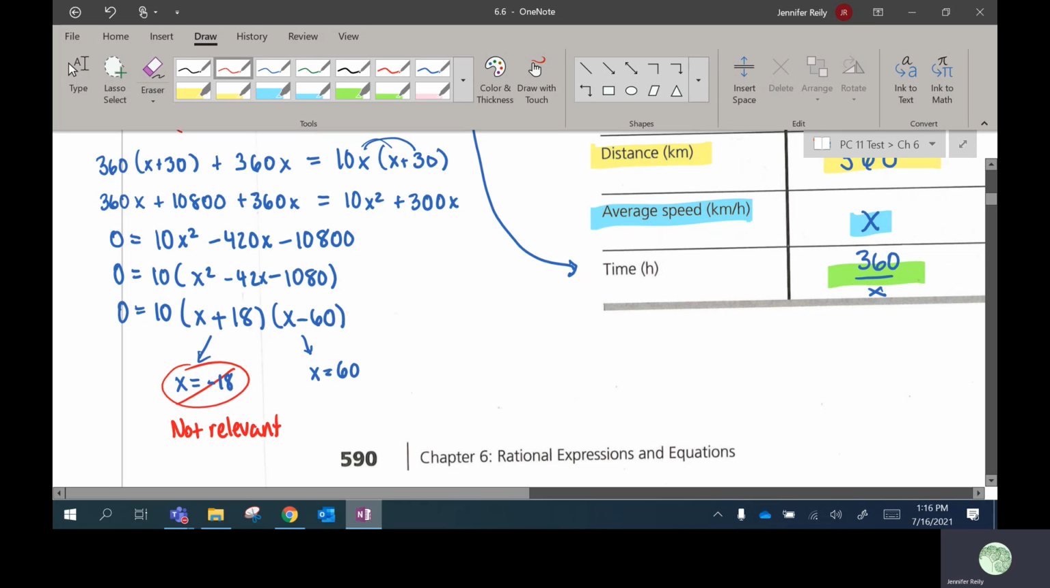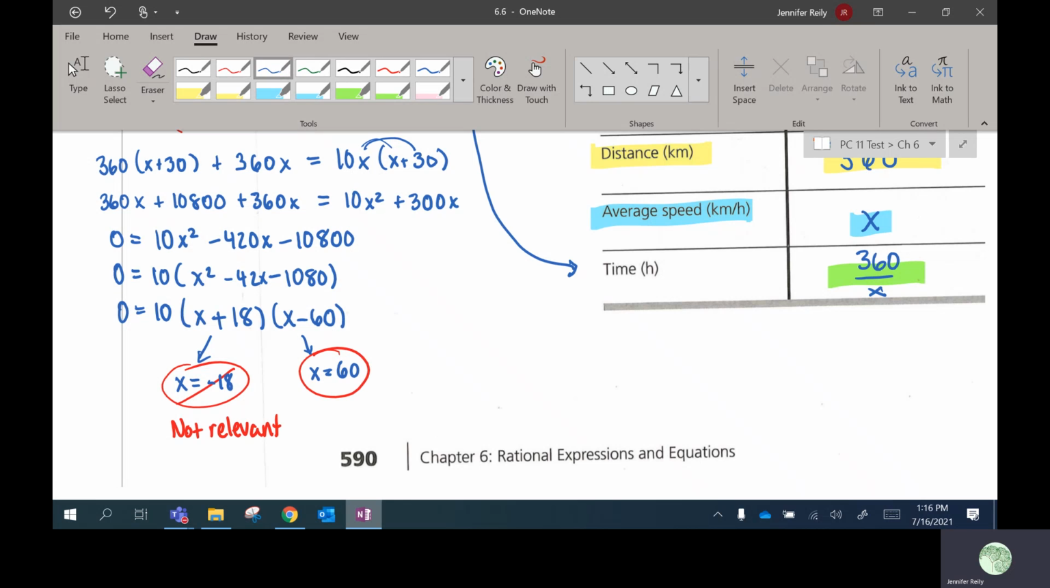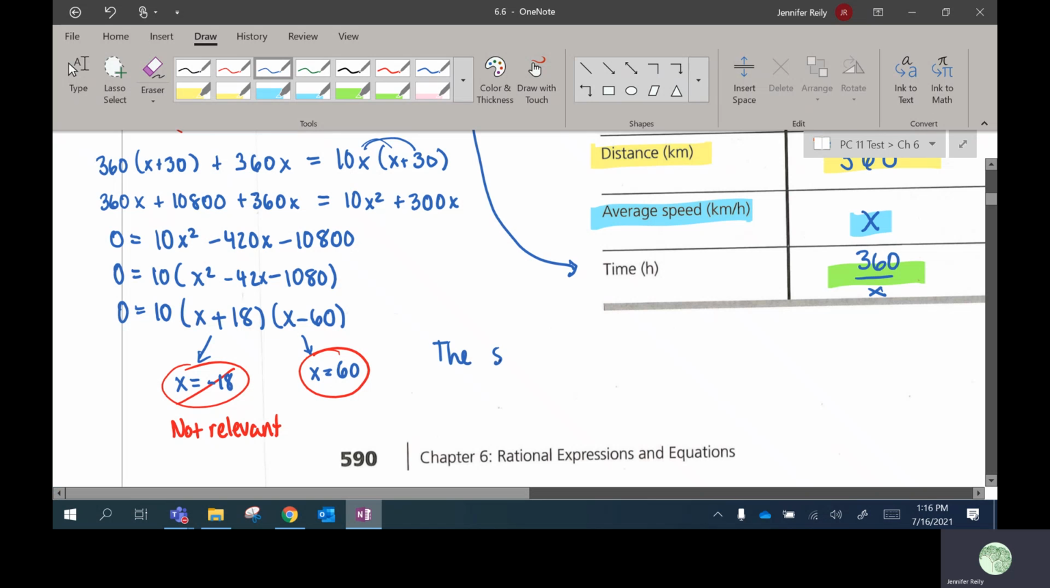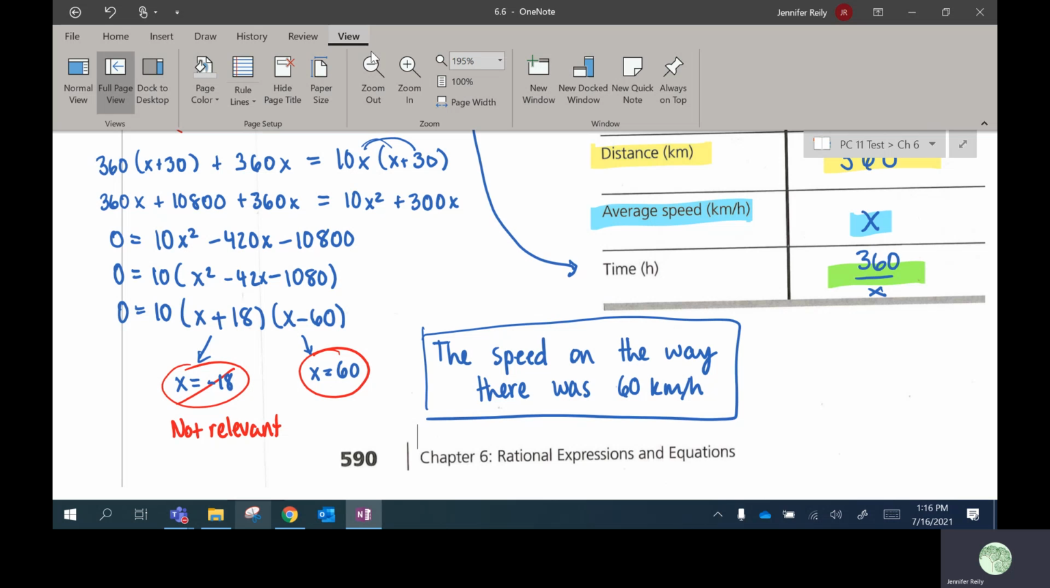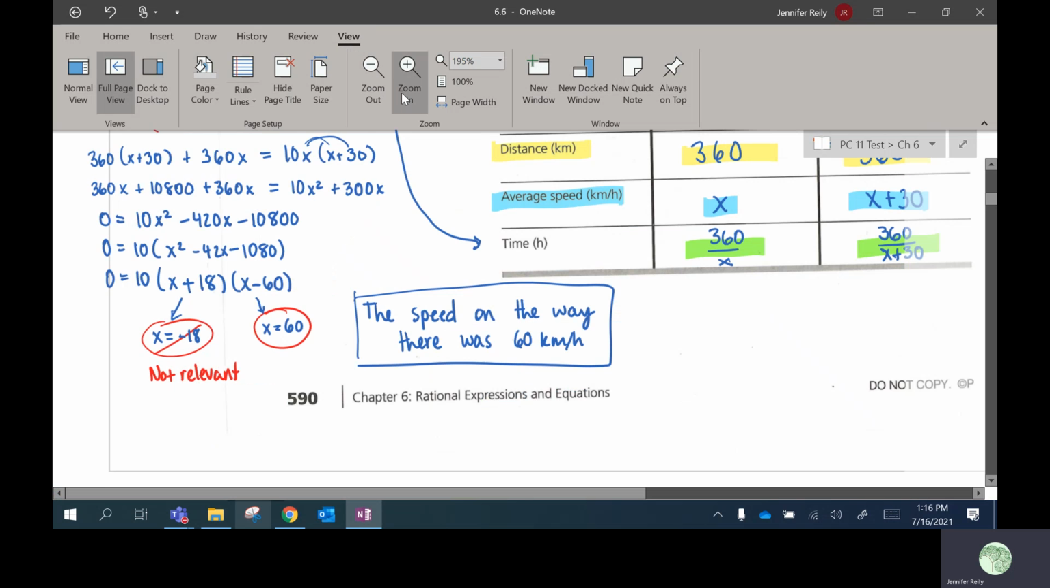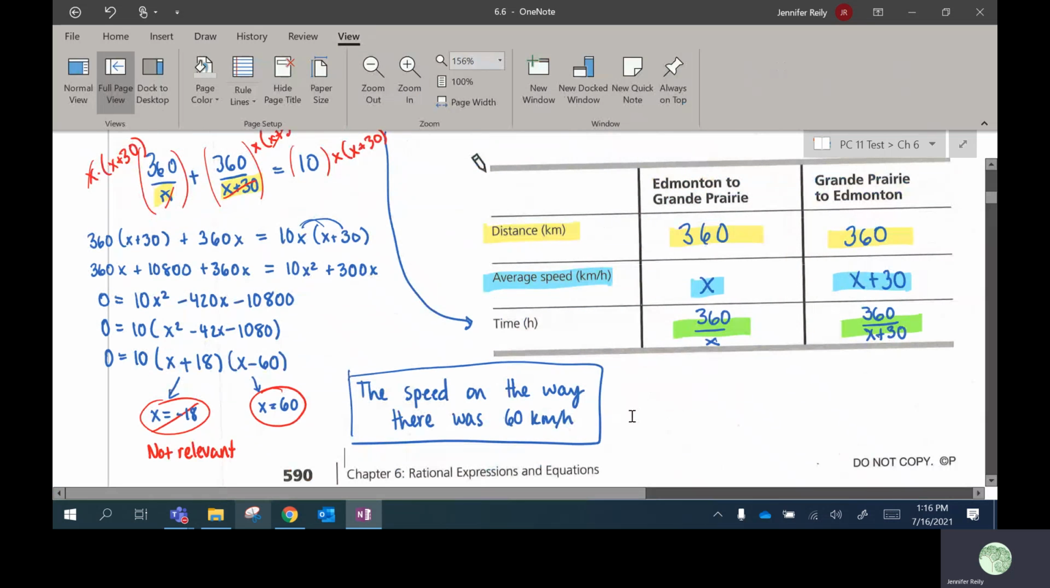You can't have negative speed. So this is the final answer. The speed on our way there was 60 kilometers per hour. We should always write our final answer as a sentence with proper units so that we understand the context of the problem. Okay, let's try one more like that.